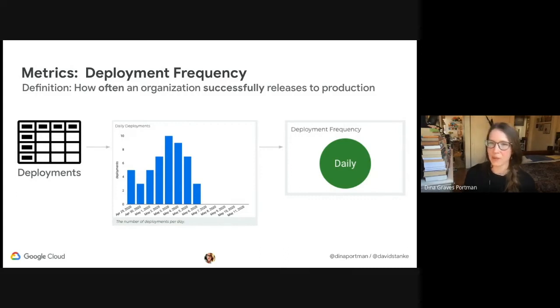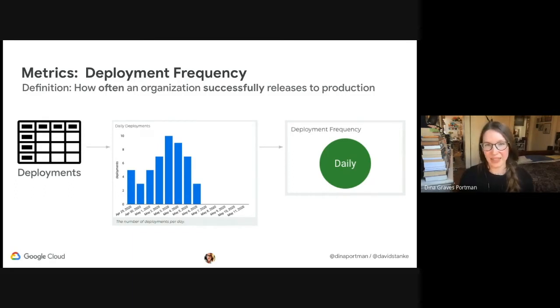Now, one of the common mistakes that I see here is that people often confuse frequency with volume. And what we see is that people will have something like, let's say that you did 30 successful deployments in the past month. And they'll look at that and say, okay, so that is an average of 1 deployment a day. So we are deploying daily. Well, maybe yes, maybe no. That number doesn't actually tell you that.